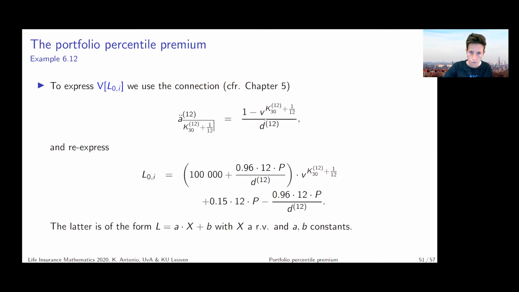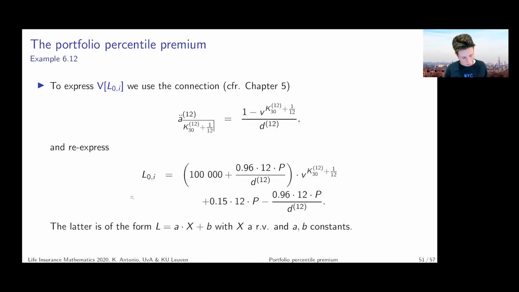So I plug that in, I put the terms together, and I recognize that in the expression for L, the only random variable that kicks in is over here. That's this v to the power, and then the curtate future lifetime expressed in months plus 1/12. If I want to calculate the variance of this future loss random variable, I'll be working with this constant squared times the variance of this random variable. This is another constant, but that will drop out if I calculate the variance of this L.